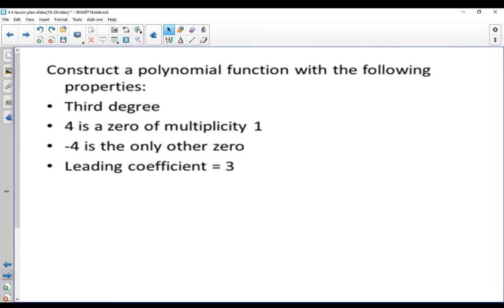Now, some of you are probably looking at this and you maybe feel a little overwhelmed. Don't worry, this is actually a lot easier than you think. I want you to first look at this property, because of the word multiplicity. That's going to be a key point. But first, I want you to look at this part, that 4 is a 0. Now, when it says 0, 0 is actually just another word for x-intercept.